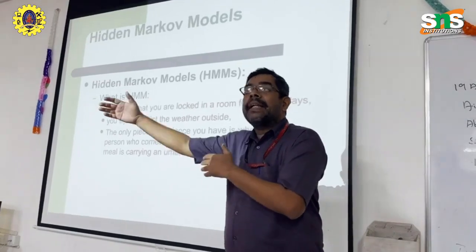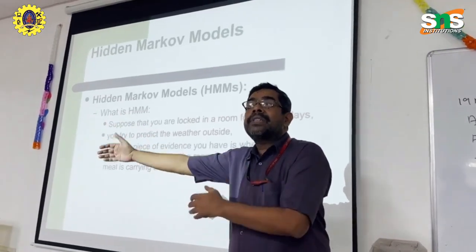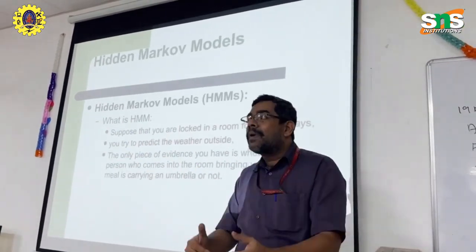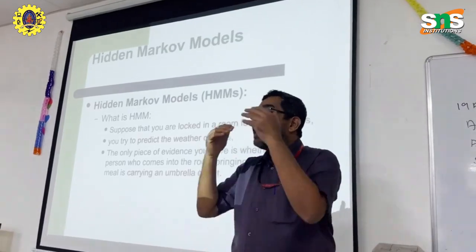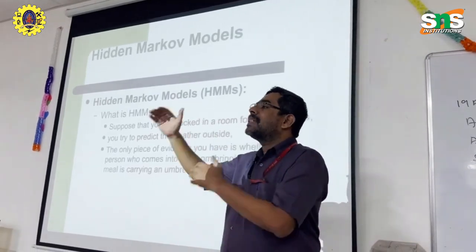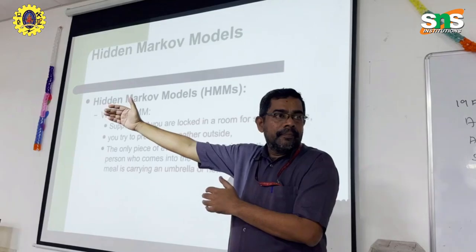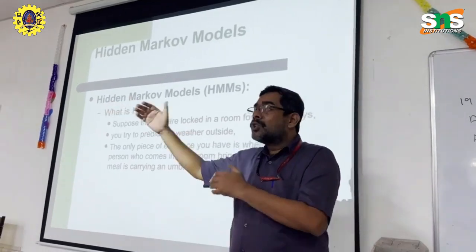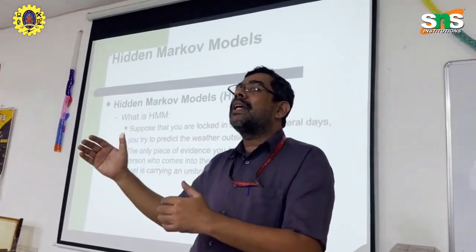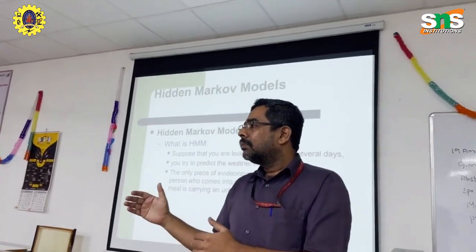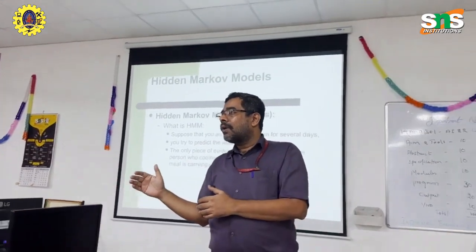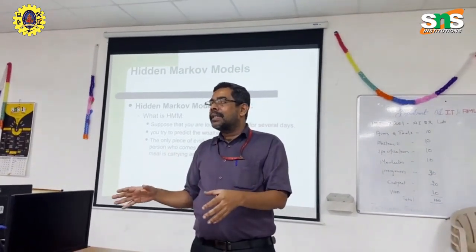I am not interacting with the outside world, but one person from outside is coming to my room, and from that person I understand what the climate is outside. Now the point is clear. So this is the example for the hidden Markov model. Okay, so the point is clear. Okay, so up to this I am concluding this hidden Markov.